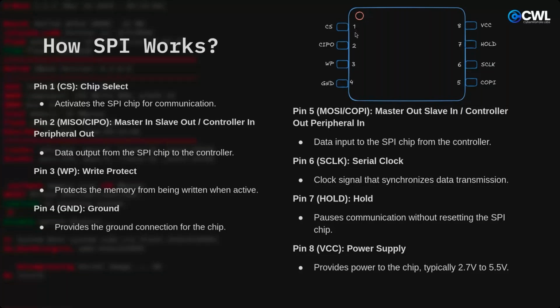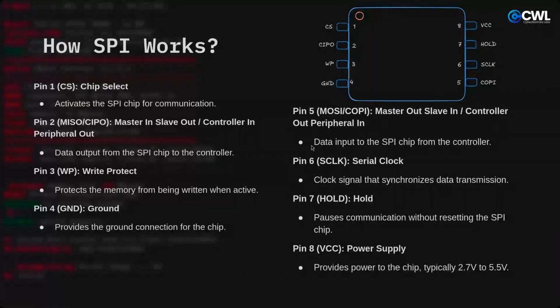This particular pin 1 activates the SPI chip for communication. Nothing much. This is the job of pin 1, which is CS. Then we have the CIPO pin, which is controller in peripheral out. It is used for receiving the data, the data output from the SPI chip to the controller. Then we have the WP pin, which is write protect. Write protect is used as a safeguard. It prevents writing into the memory while the SPI is active, or while any action is going on. And we have ground. Ground is for completing the electric circuit. Then with pin 5 we have COPI.